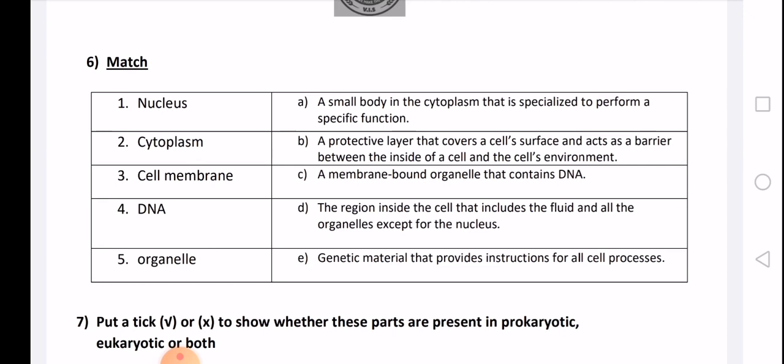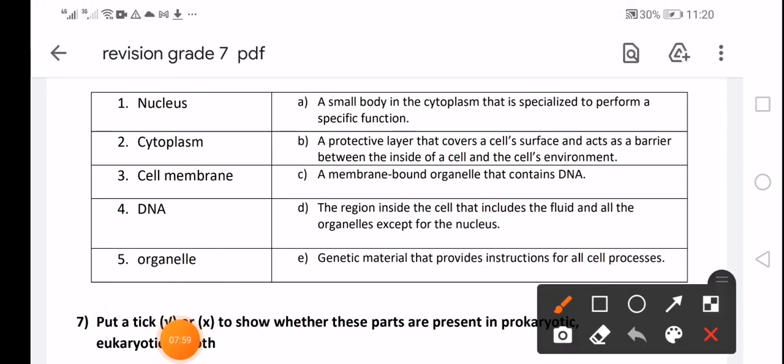Nucleus: a small body in the cytoplasm that is specialized to perform a specific function, or a protective layer that covers the cell surface, or a membrane-bound organelle that contains DNA. So the answer will be C. Cytoplasm: the region inside the cell that includes fluid. D. Cell membrane. What's meant by cell membrane? I said it before. The protective layer or outer layer of the cell that covers the cell surface and acts as a barrier between the inside of the cell and the cell environment. So the answer will be B.